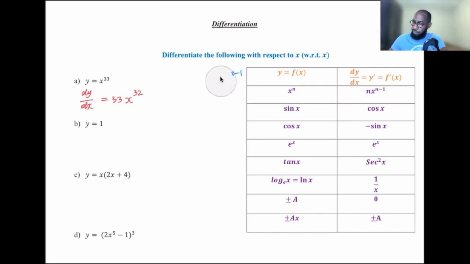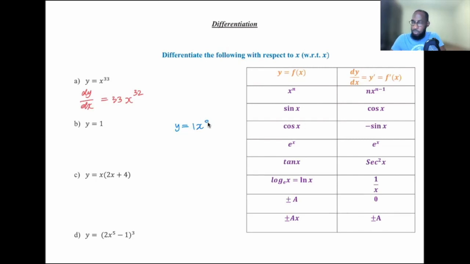Next, y is equal to 1. Now, you're differentiating y with respect to x, but you're not seeing an x here. So I'm going to tell you where the x is. It's like you have y is equal to 1 times x to the power 0. Any number raised to the power 0 is 1. You have to remember that. You can check out my laws of indices video, which deals with that.